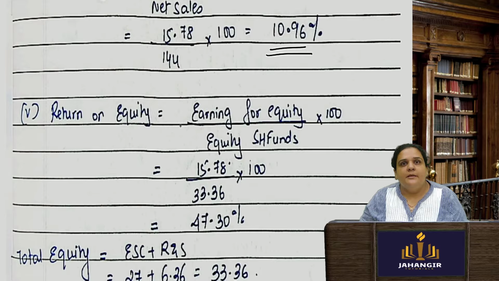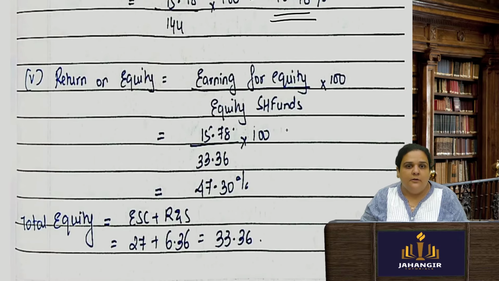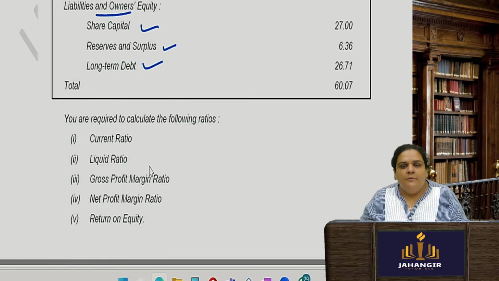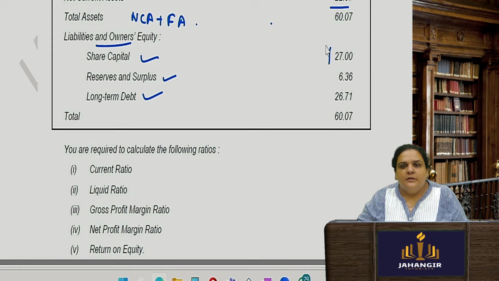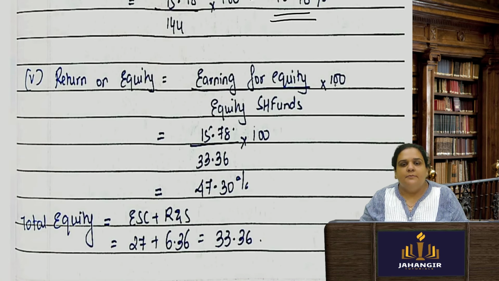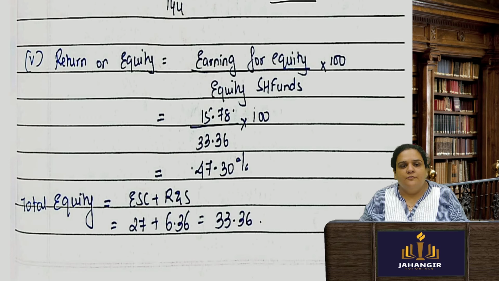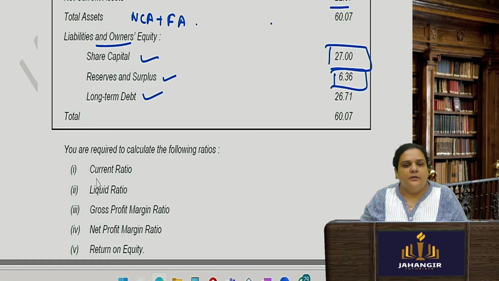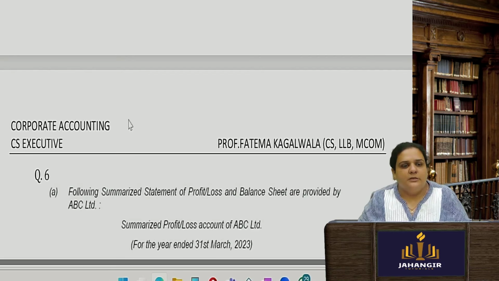Return on equity will be profit available for equity shareholders upon equity shareholders' funds total. What is the profit available for equity shareholders? This only, net profit after tax. How much equity shareholders' funds do we have? Equity share capital plus reserves and surplus. 27 plus 6.36, 33.36. So 47.30%. Total equity is what? Equity share capital plus reserves and surplus. Done. Return on equity. Current, liquid, gross profit, net profit, return on equity. Question number 6 is also over.